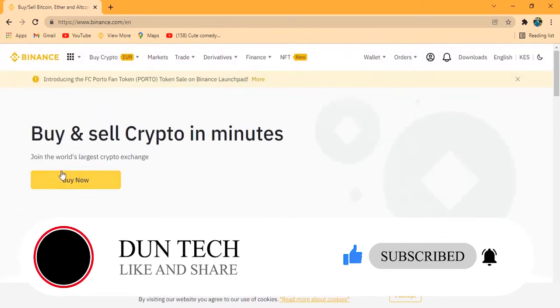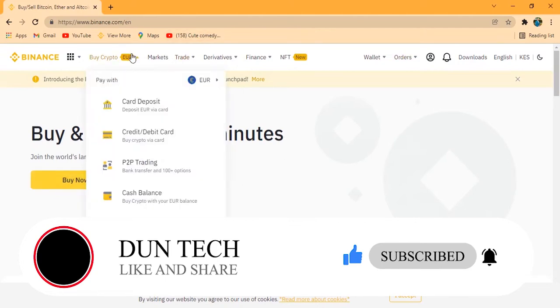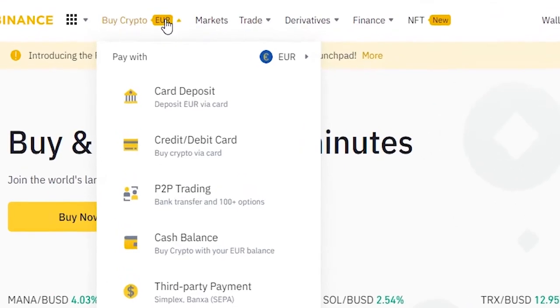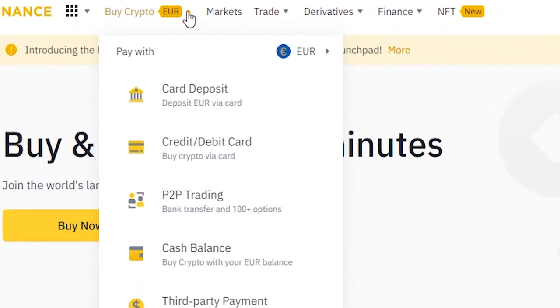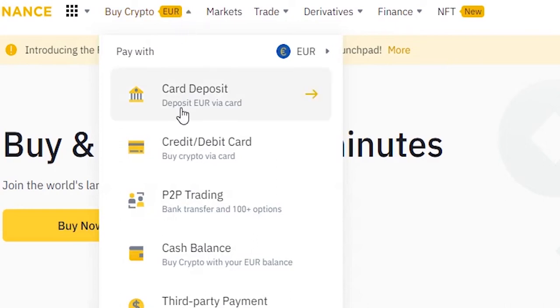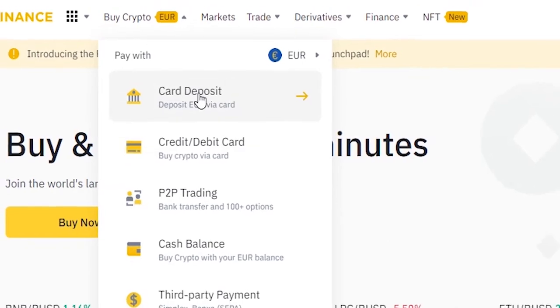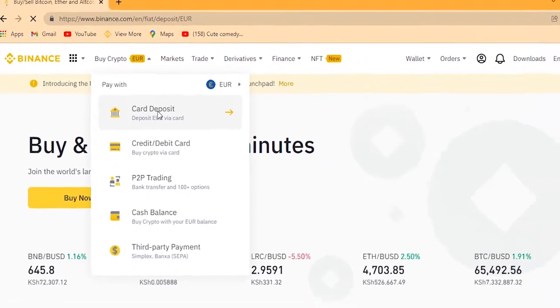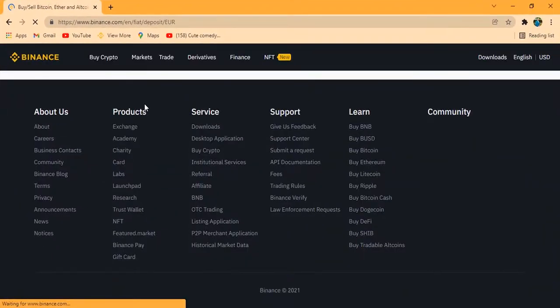So you can see here, I assume you have registered for the first time and confirmed your email and all that. If you click Buy Crypto, the first thing that appears is cash deposit, credit/debit, P2P trading, and so on. All these methods are for depositing money to your Binance account. So we are going to start with that.